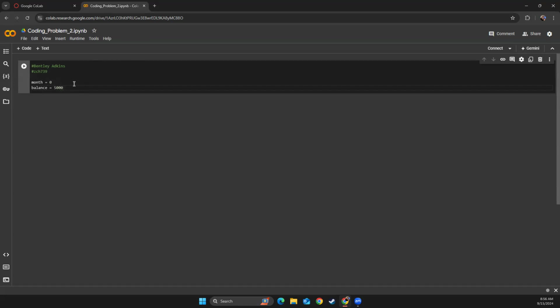5,000 is going to be our balance, and our annual interest rate is going to be 0.18. And for the minimum monthly payment, you have to pay 0.2% of the total balance. So we will do that. It's going to be 0.2.